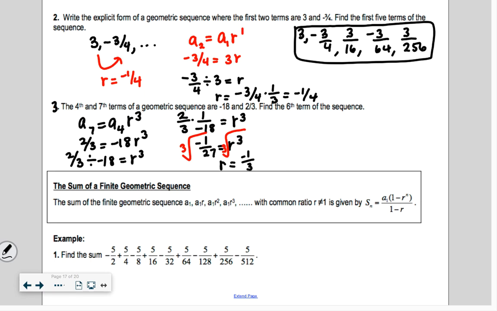Make sense? So now if we want the 6th term, the 6th term is just going to be my 4th term multiplied by r twice. Or I could set it up with the 6th and the 7th term. It doesn't matter. I could say the 7th term is equal to my 6th term multiplied by r once. So my 6th term is going to be a sub 4, which is negative 18, times this negative 1/3 squared. What's negative 1/3 times itself?